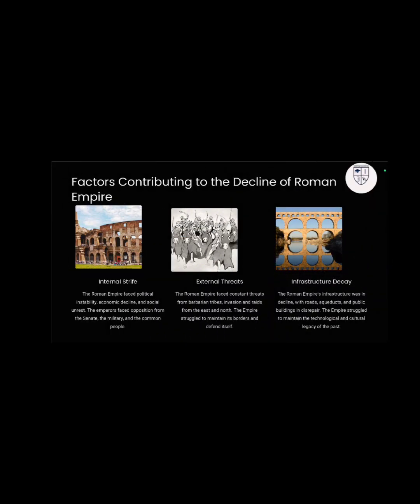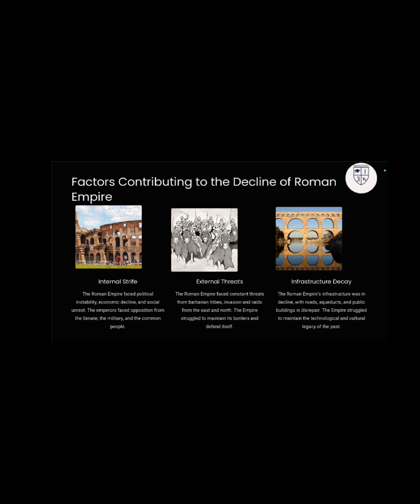So now we will just see the factors contributing to the decline of the Roman Empire. In the next Roman Empire video, we will see in depth about the decline of the Roman Empire. So, internal strife. The Roman Empire faced political instability, economic decline, and social unrest. The emperors faced opposition from the Senate, the military, and the common people.